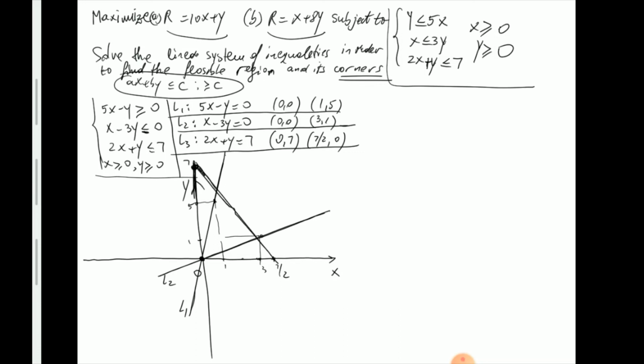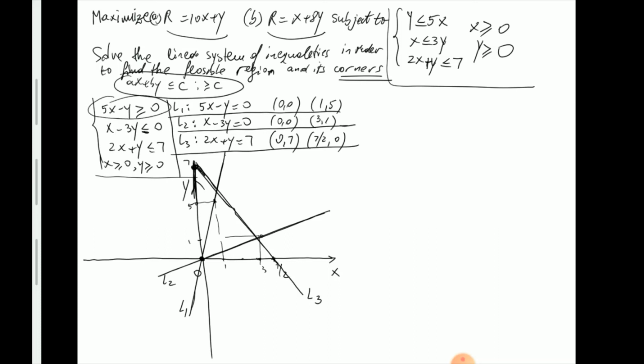Right, so that'll be line number 3. Now remember, we need to produce the corners. But actually, before we do that, let's look at the feasible domain, right? Because remember, we have inequalities. So going back to line 1, that has to do with the first inequality.